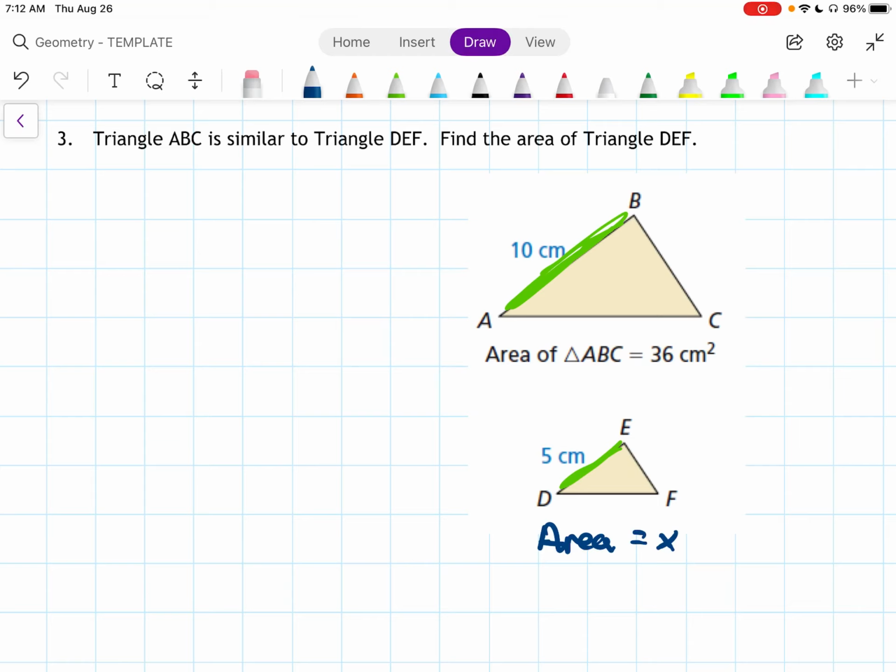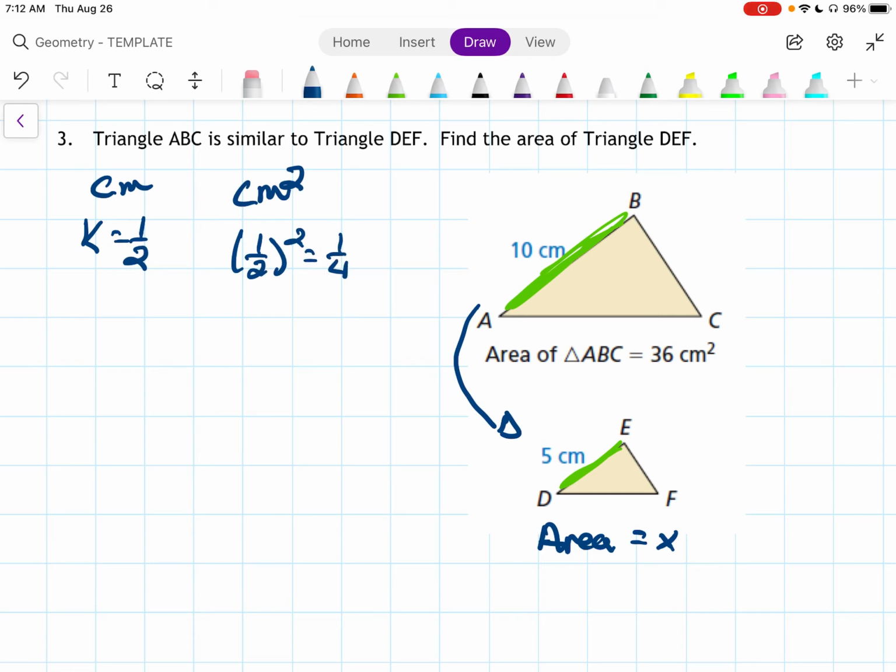Starting off, I want to find my scale factor. I'm going to go from the top one to the bottom one. The top one is 10, the bottom one is 5. So right there, what I did is I multiplied by 1/2. So K is 1/2, right? This is measured in inches, or I guess here it's measured in centimeters, right? Now I want to talk about area. Area is measured in centimeters squared. So that means I need to square my scale factor. So this is 1/2 squared, which is 1/4.